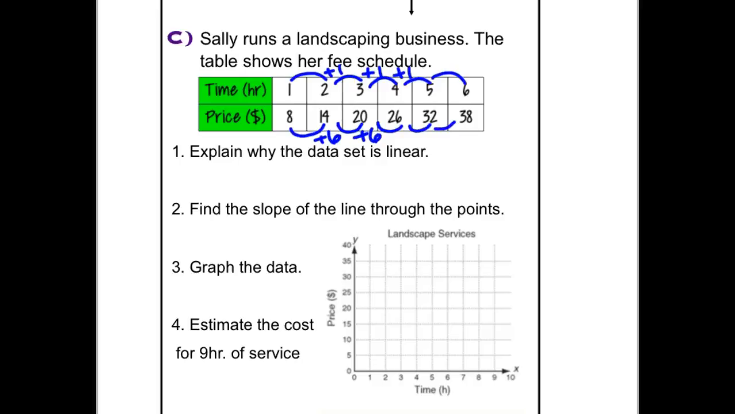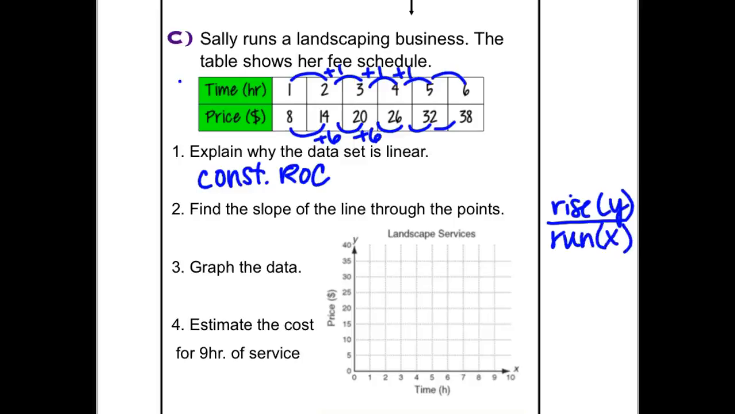So therefore, because it has a constant rate of change, and I will allow you to abbreviate ROC for rate of change, that would be significant enough as to why it is linear. Now, that being said, remember, slope is your rise or your y over your run or your x. So thinking in terms of time is always x, and everything else would be y. That means that for every hour we go up $6. So it'd be $6 over 1 hour, or 6 over 1 for our slope.